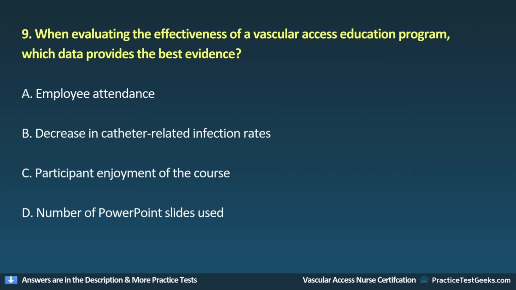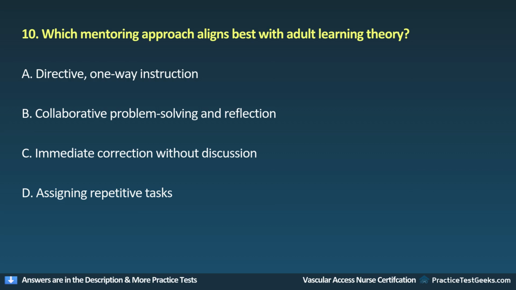9. When evaluating the effectiveness of a vascular access education program, which data provides the best evidence? A. Employee attendance. B. Decrease in catheter-related infection rates. C. Participant enjoyment of the course. D. Number of PowerPoint slides used.